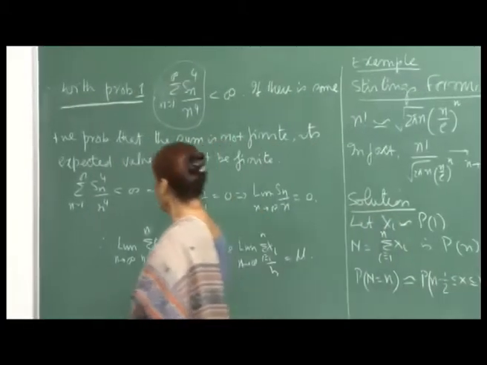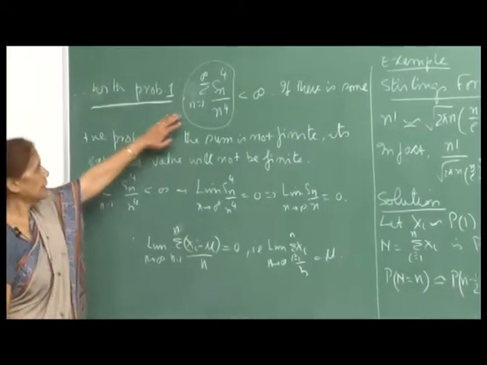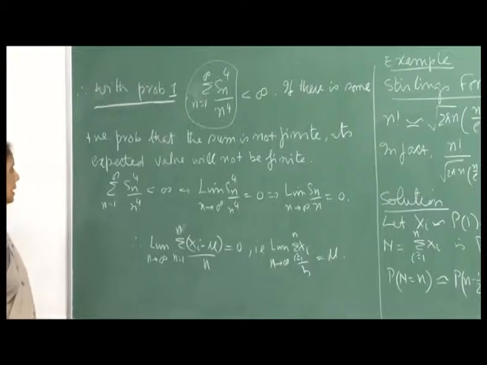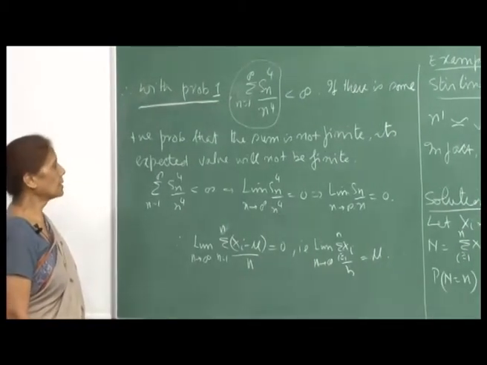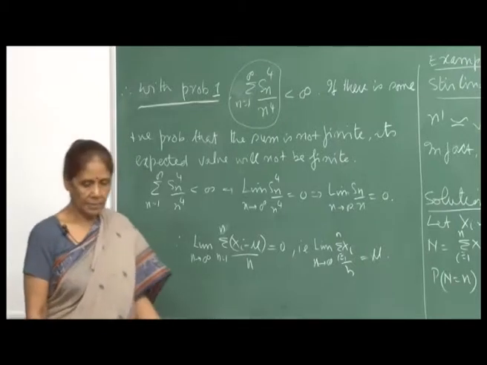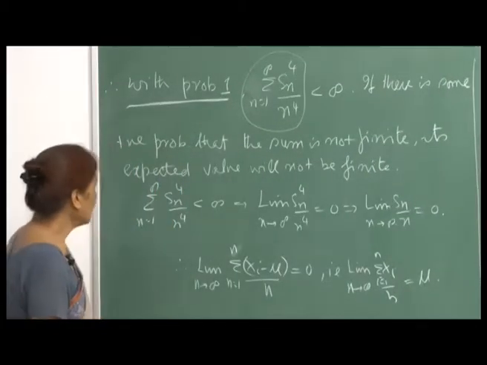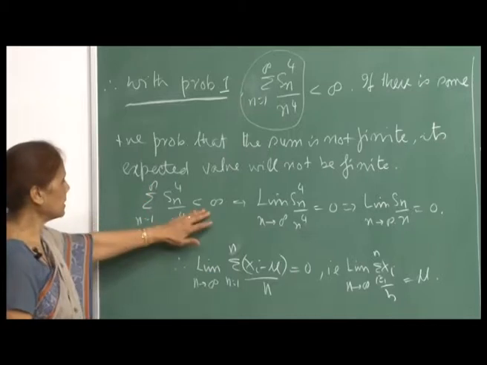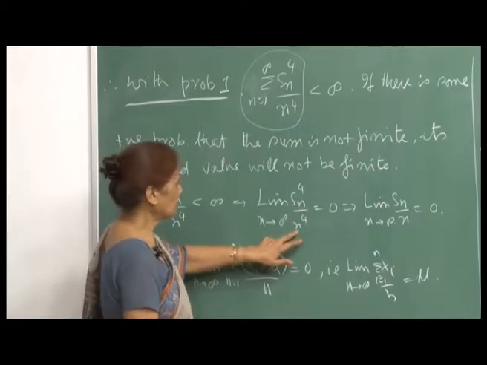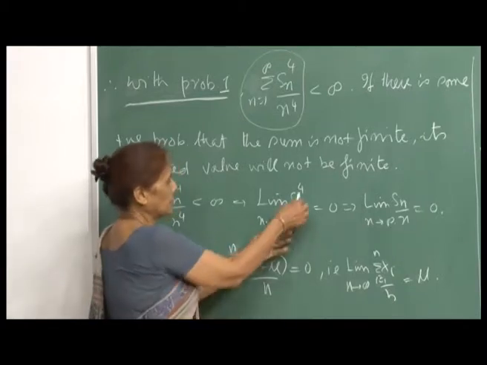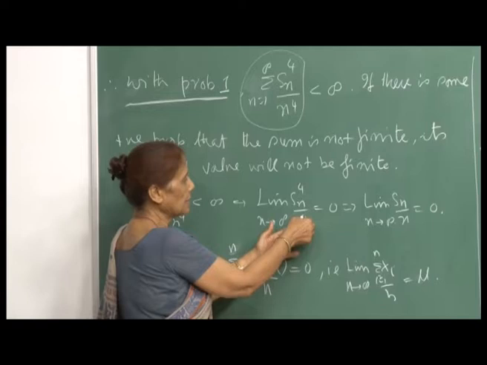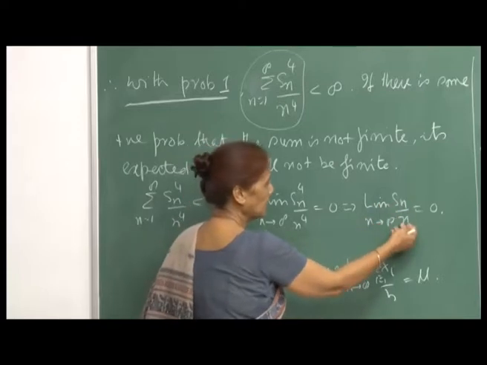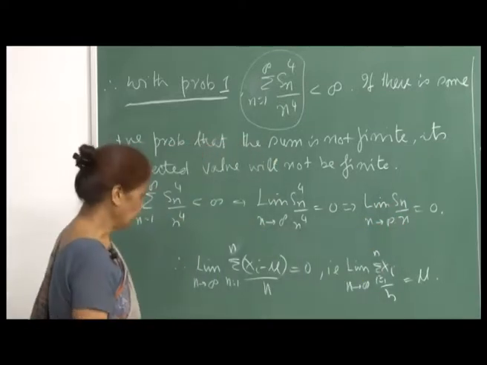And if an infinite series has a finite sum, that is, it is a convergent series, then the nth term must go to 0. Otherwise, from your convergence of series, you know that this is a necessary condition: the nth term must go to 0 if the series is convergent. So, the sum of S_n^4 upon n^4 being less than infinity implies that the nth term must go to 0 as n goes to infinity. And if this goes to 0, then the fourth root of this will also go to 0. So, the limit of S_n upon n as n goes to infinity is 0.